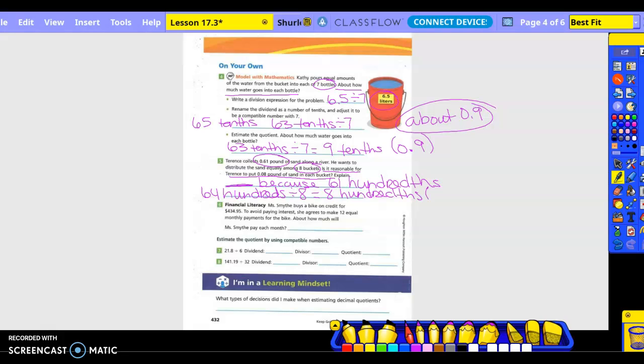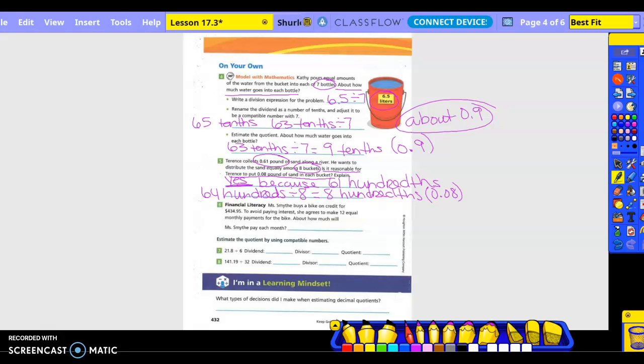And then in decimal form, that would be written as 0.08. So is that reasonable? Yes. So I'm going to go back in here and write yes. Basically, you guys are going to do your proofing and then decide if it's a yes or a no. Okay? All right, number 6.